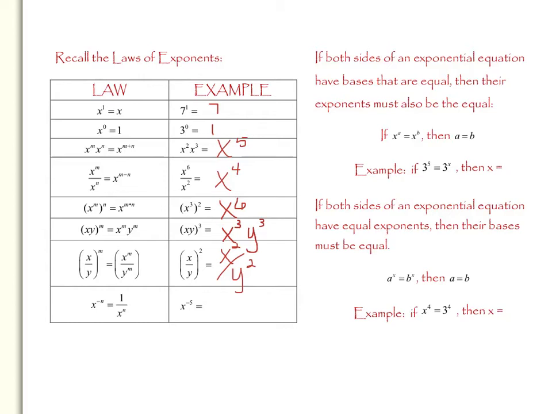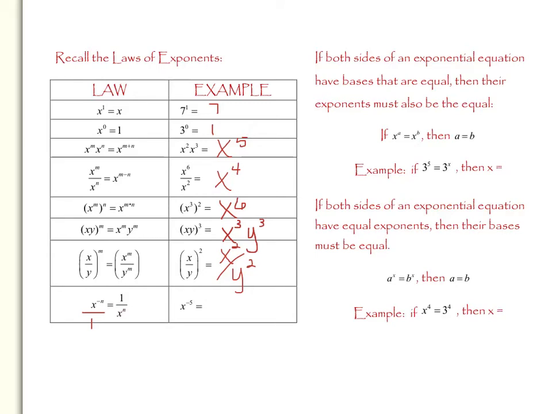Now let's look at our last law. What happens when we have x raised to the negative n power? Well, you simply move the variable and the exponent to the other side of the fraction bar. And you might say, wait a minute, x to the negative n power doesn't even have a fraction bar. Well, remember, it does. Invisible 1 is the denominator. So you take x to the negative n power and you move it to the other side of the fraction bar. And when you do, the exponent becomes positive.